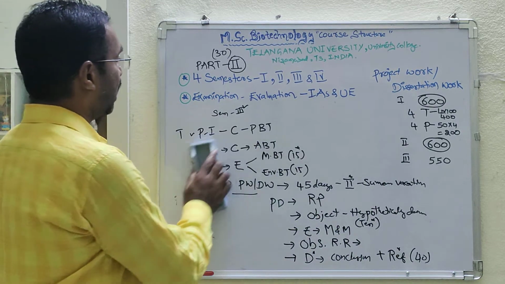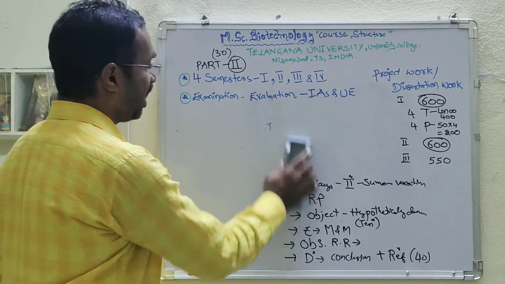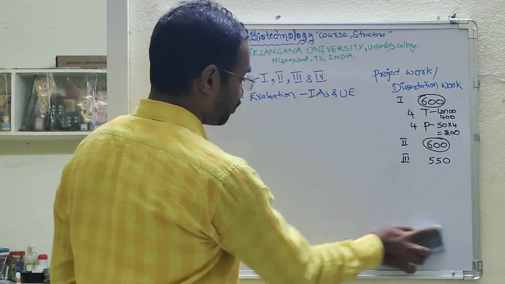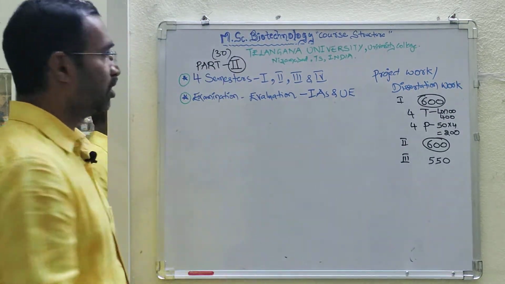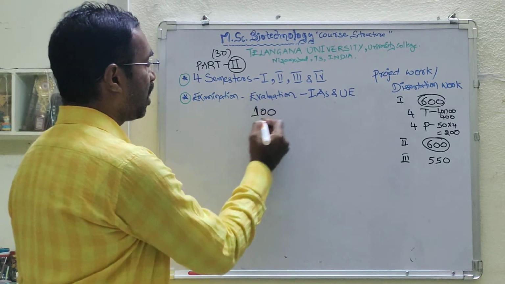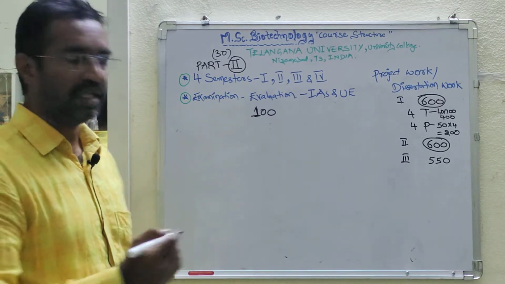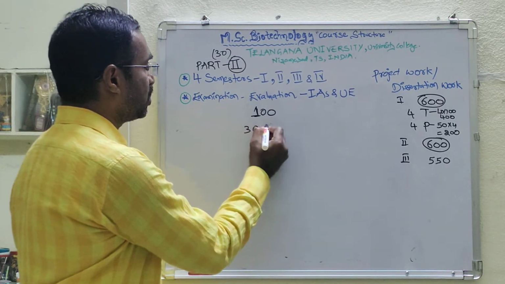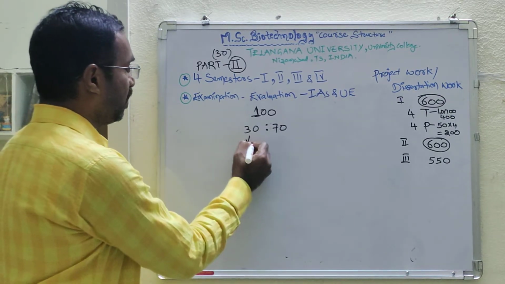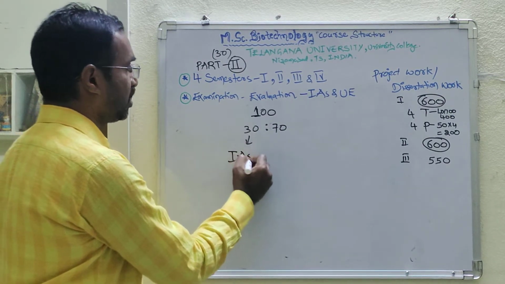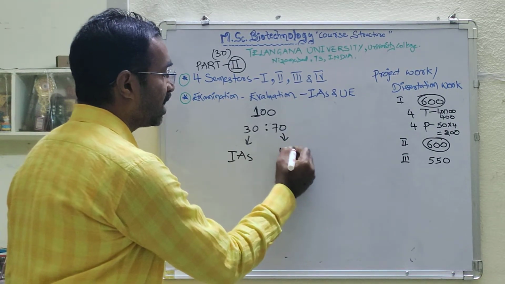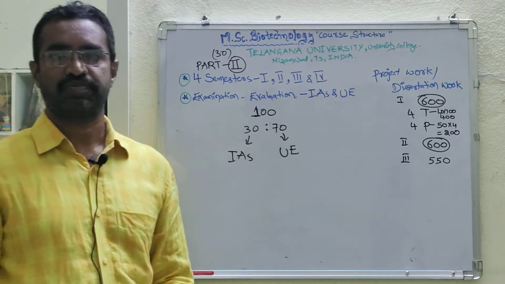Now I want to tell you about the examination evaluation system in our Telangana University. As I told you, the theory paper has 100 marks. Again, these 100 marks are divided in a ratio of 30:70. Why? Because for the 30 marks we are going to conduct internal assessments, and for the 70 marks we are going to conduct the university exam, or external examination.